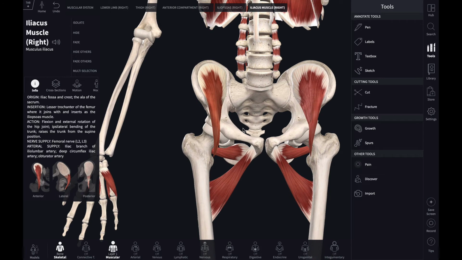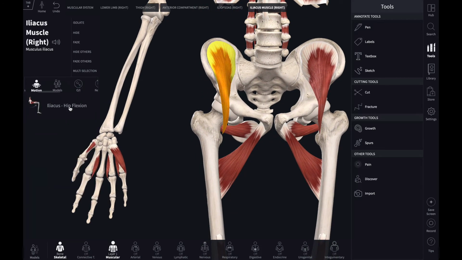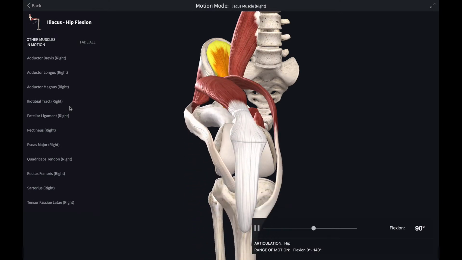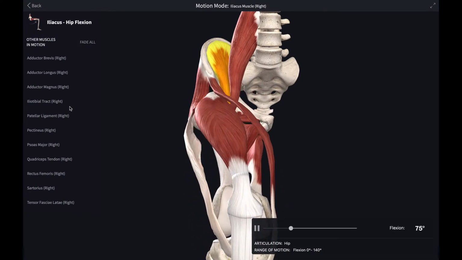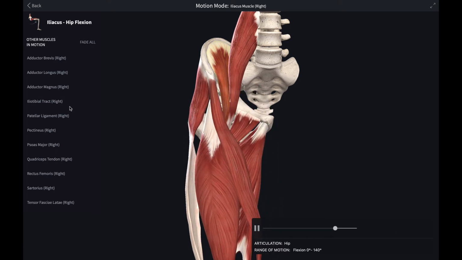The main movement of the iliacus is hip flexion, so bringing the knee up. And so walking, running, going upstairs, anything like that, the iliacus is going to be involved.